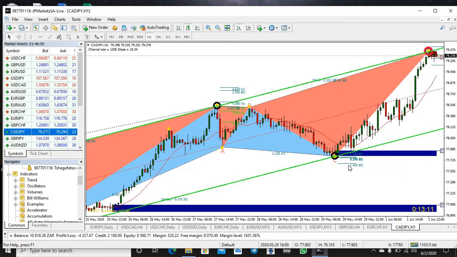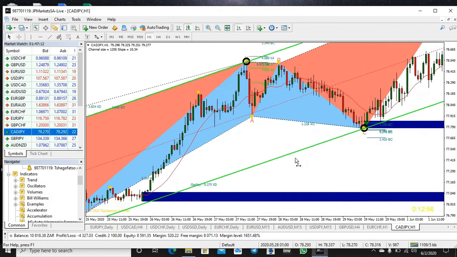It did sell here. It's not a wise thing to be selling on an uptrend. You're not gonna be selling on an uptrend. You're gonna be buying on an uptrend. So if it gives you a buy signal on an uptrend, you're gonna be buying.